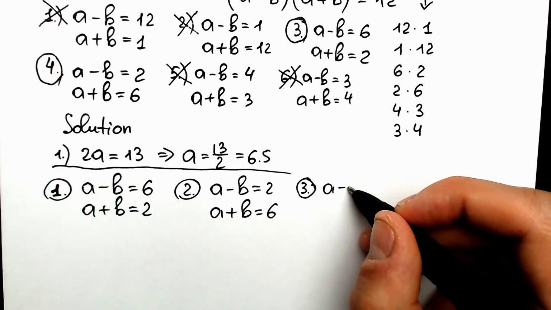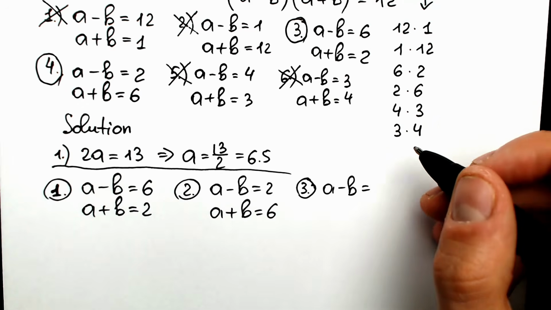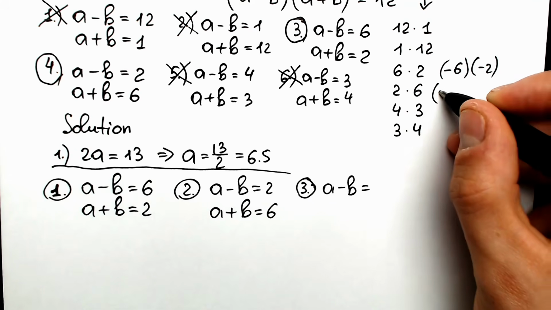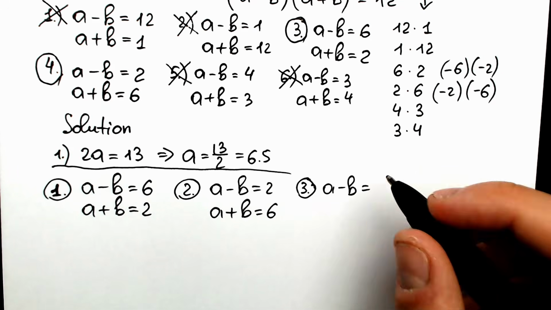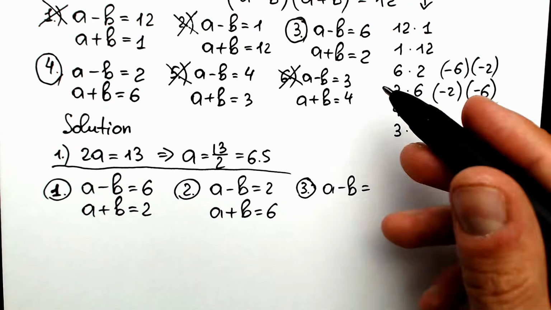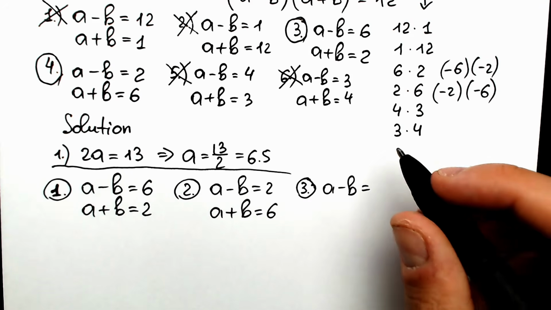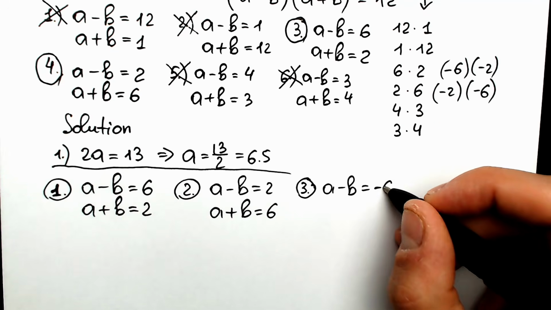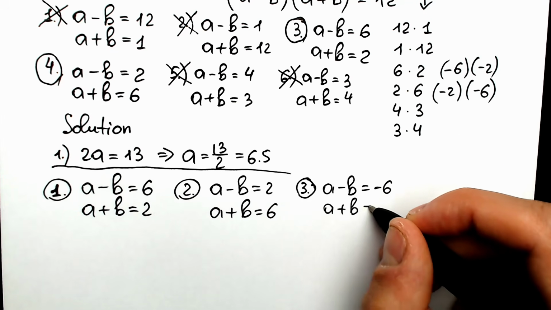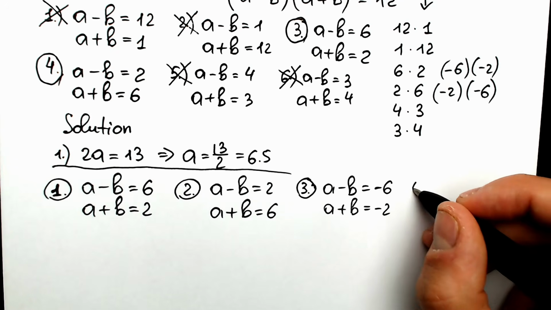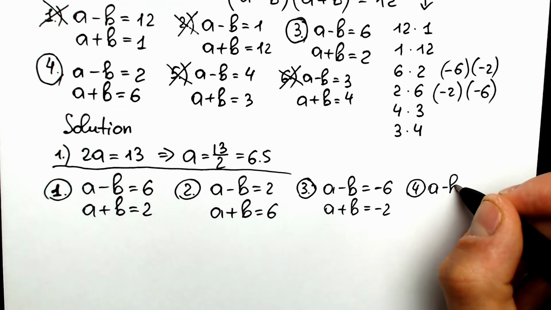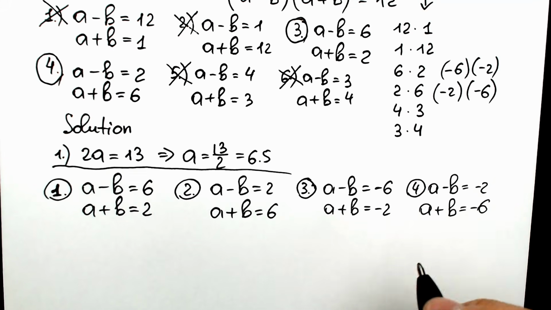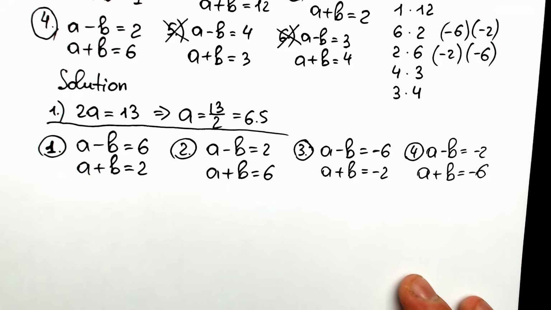So we have a minus b equal to minus 6 and minus 2, and minus 2 and minus 6. Let's write these systems of equations. I just want to gather all the systems of equations together. Don't be scared about it. I just rewrite two from here and take two negative branches. So minus 6 and a plus b equal to minus 2. And the last one, the fourth system of equations: a minus b equal to minus 2 and a plus b equal to minus 6.